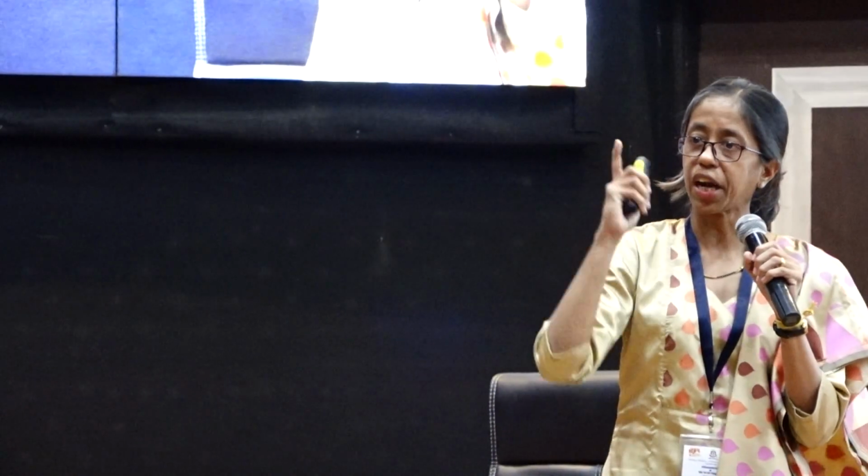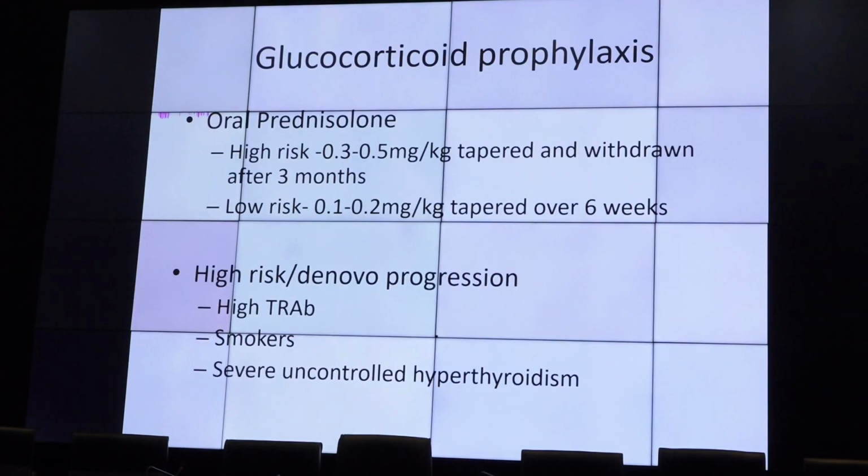They have a risk of radioiodine-induced ophthalmopathy, because what does radioiodine do? It increases the TRAb levels. The TSHR receptors are present in the orbits also, so the orbits come out. So by giving radioiodine, if the patient has normal eyes, the patient can come back to you and tell you that because of you, I got ophthalmopathy. So we should always remember this: high TRAb, smokers, severe uncontrolled hyperthyroidism. We should think about glucocorticoid prophylaxis.